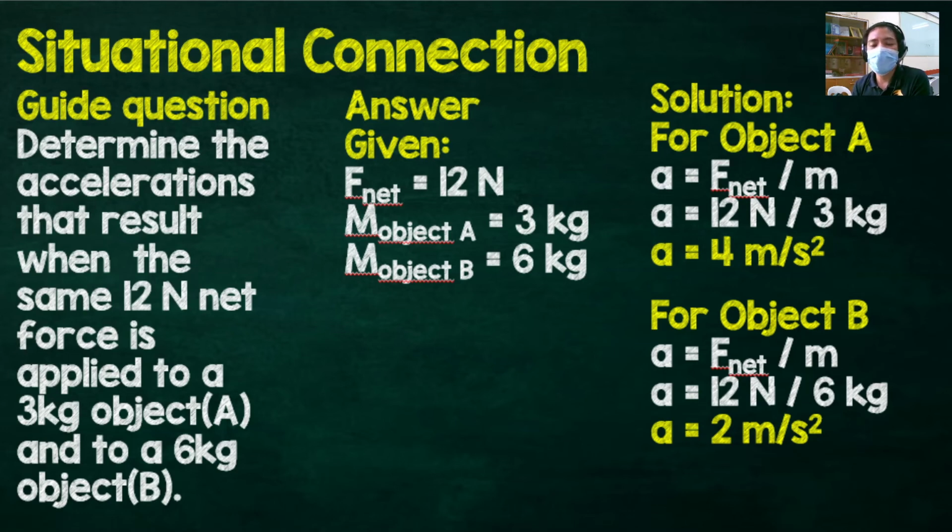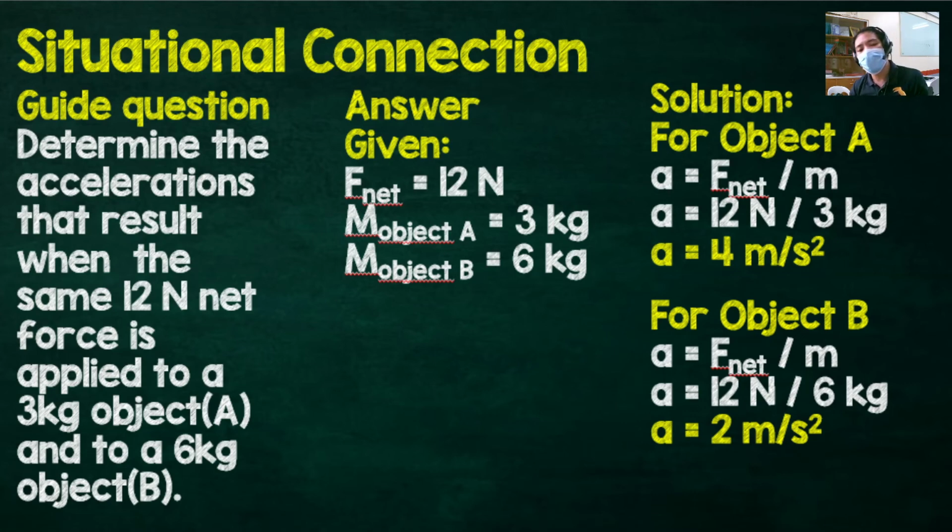For object B, it is the same thing. But instead of 3, we change it to the mass of the second object, which is 6 kilograms. So 12 divided by 6 will give us 2. And the acceleration is 2 meters per second squared.